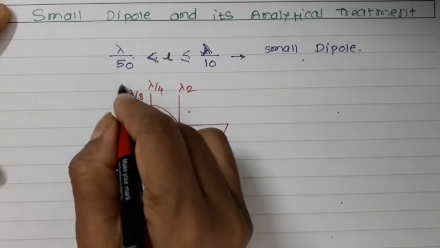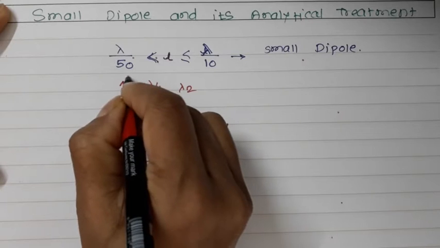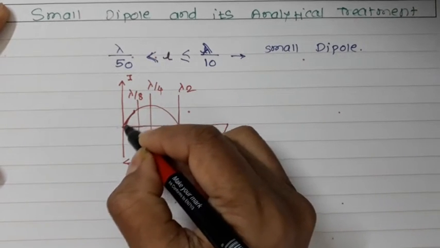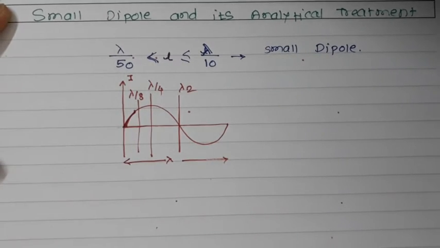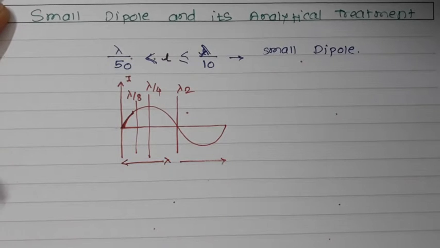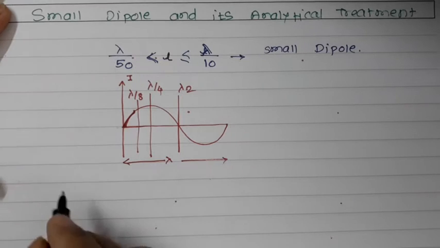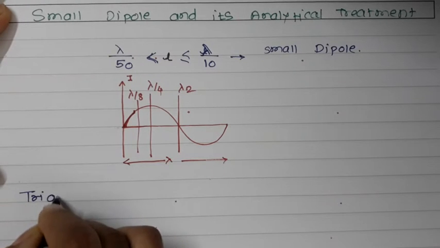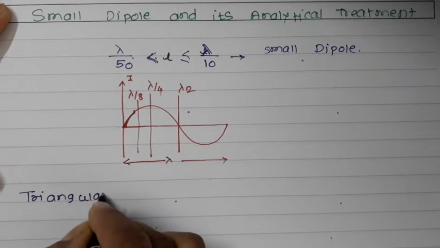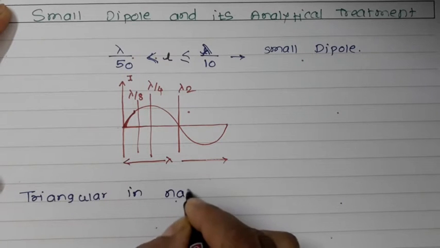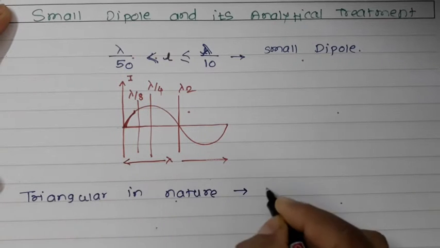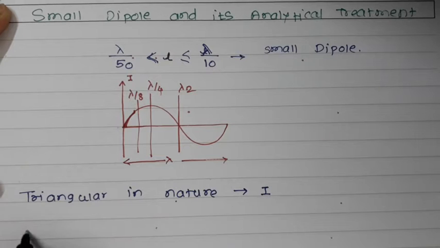and somewhere here you will find lambda by 10. So if we are talking about the current distribution in the small dipole, you can see this is triangular in nature. So the current distribution on your dipole will be triangular in nature. So we are going to assume something.